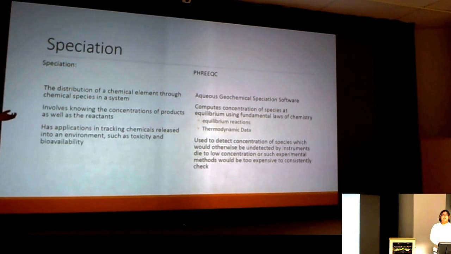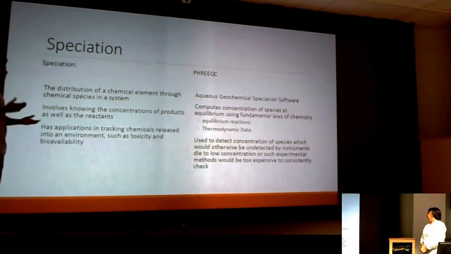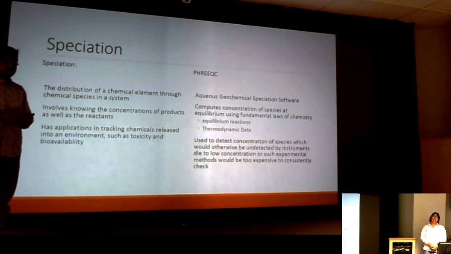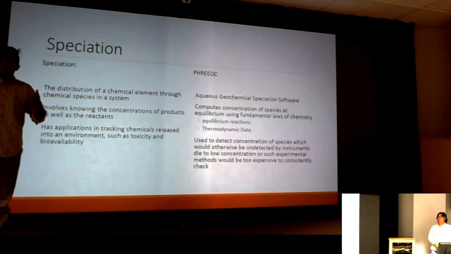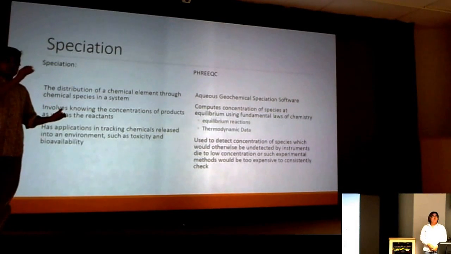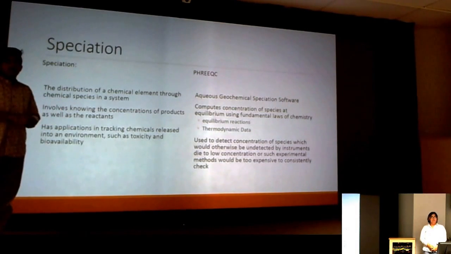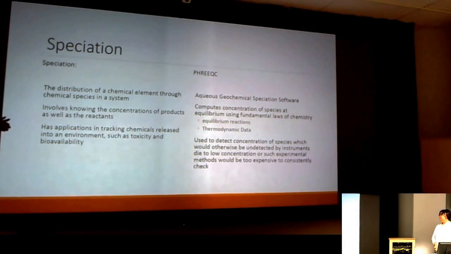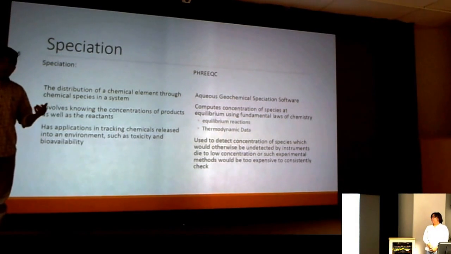In addition to that, we did speciation modeling. Speciation is basically the distribution of a chemical through a set of chemical species within a system. And using speciation, we can control the concentration of the products based on the concentration of the reactants. And we can also trace it. Using the process of speciation, we can find things in our environment, such as the toxicity of a chemical or the bioavailability of a certain chemical in the environment.